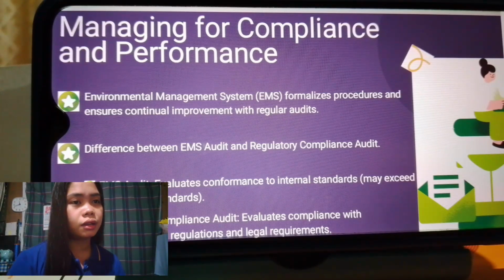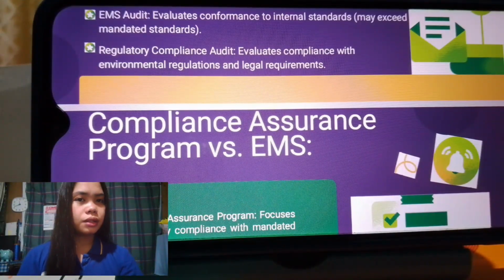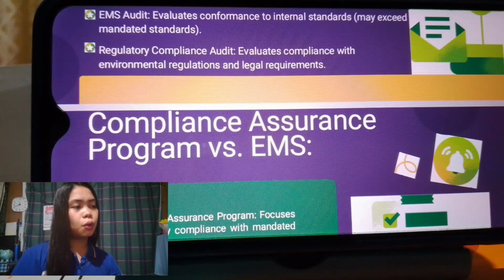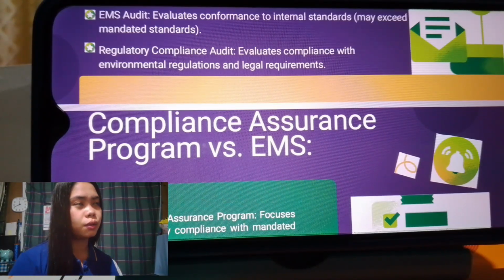And the second, as I said earlier, is EMS audit evaluation, conformance of internal standard, not just mandated standards. For example, in a company, they need an audit to know what is lacking or what should be improved inside the company, in the workplace. And the fourth is the regulatory compliance.